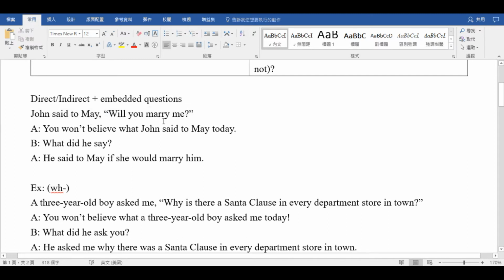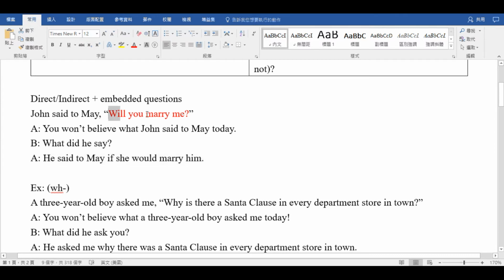Now this over here is a regular question. Our job is to turn this sentence into an indirect speech sentence. Okay, so let's go on. You won't believe what John said to me today. What did he say? This part is where we transform the direct speech sentence with the question into an indirect speech sentence with the question. So he, being John, said to me. This part is the same.